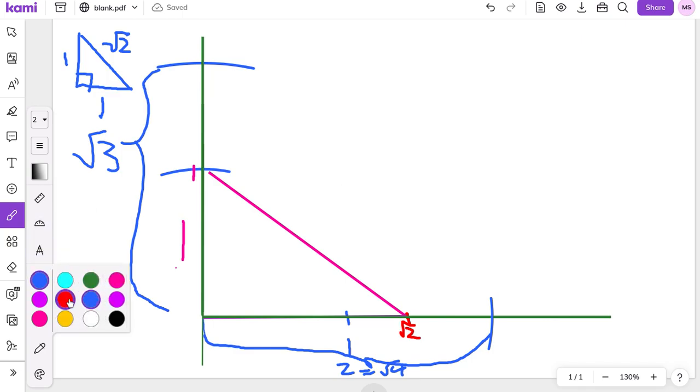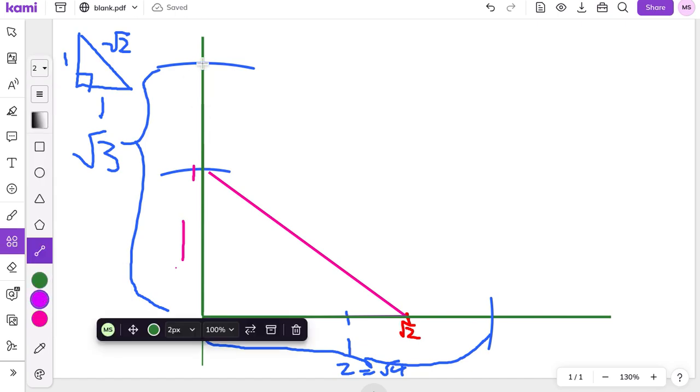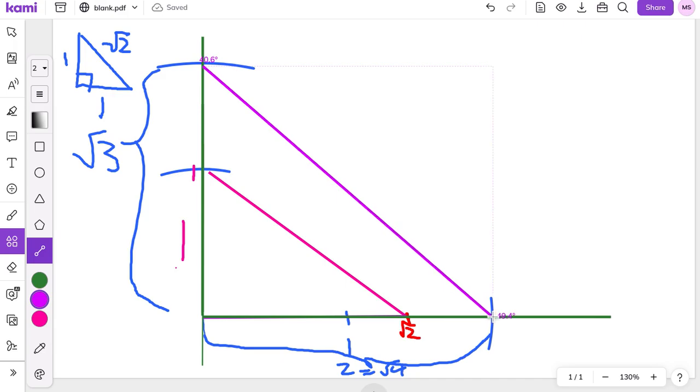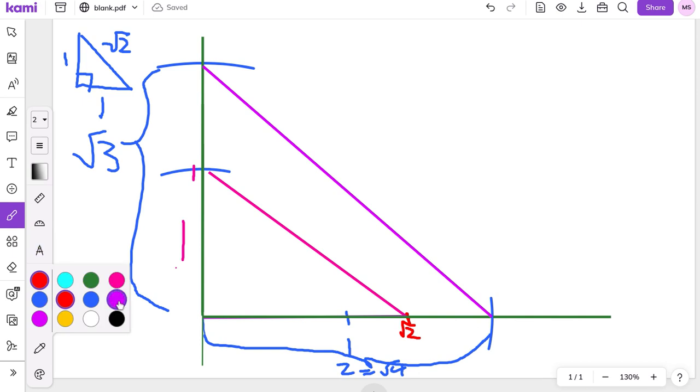So what color should I use? I'll just use red. You want purple? All right. So from here to here, that's purple. And this length right here is the square root of 7. And you can swing that down and copy that into the number line if you want. I think this is satisfactory. I think this works. So that's how you construct the square root of 7.